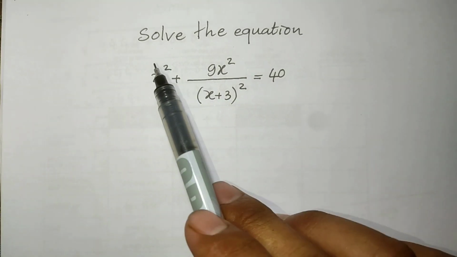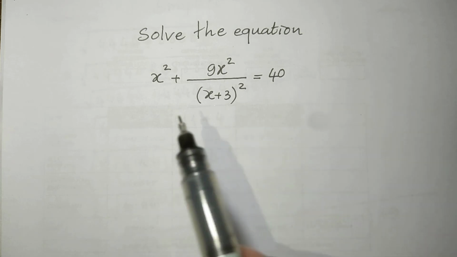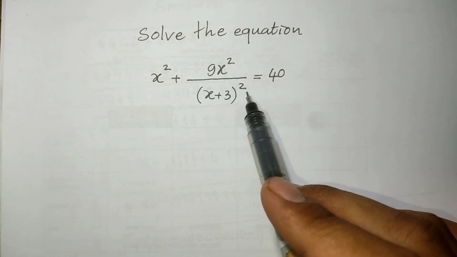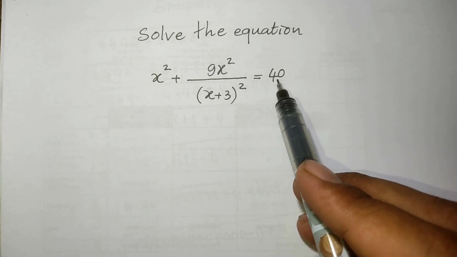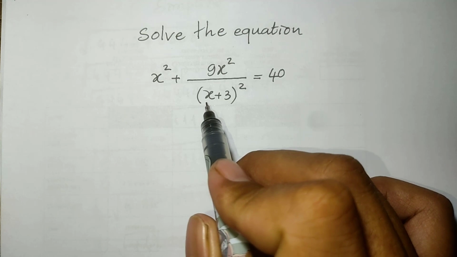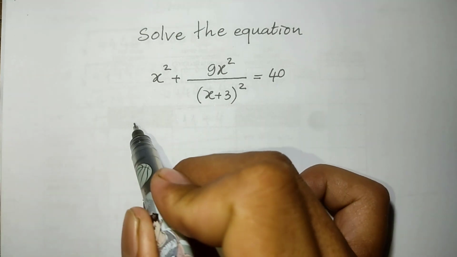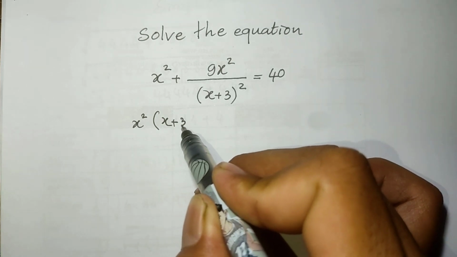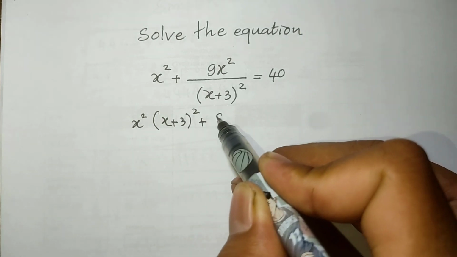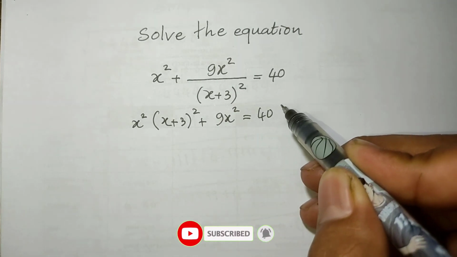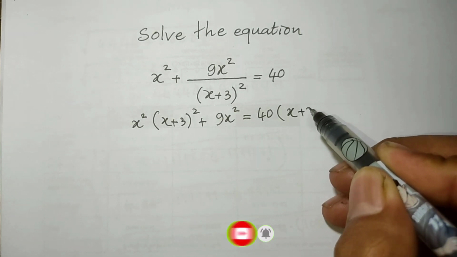Hello, let's solve this equation: x squared plus 9x squared divided by (x plus 3) all squared equals 40. Now multiply both sides of this equation by (x plus 3) all squared. We get x squared times (x plus 3) all squared plus 9x squared equals 40 times (x plus 3) all squared.